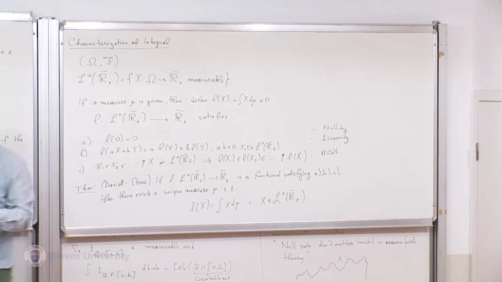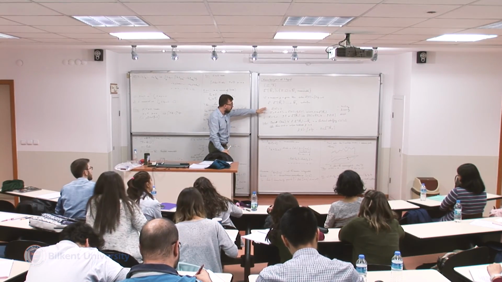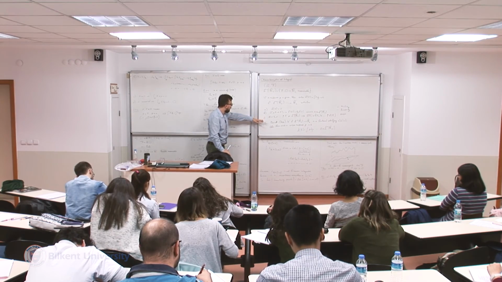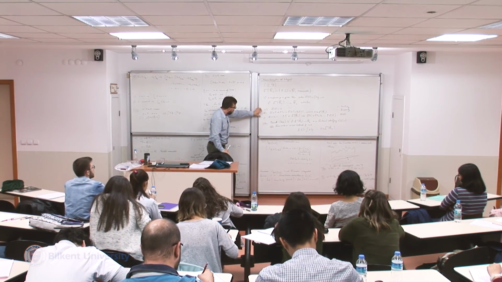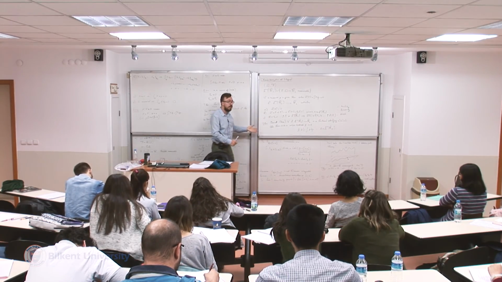So in other words, if you have a functional which is linear and satisfies the monotone convergence type property, we know it is an integral with respect to some measure. Okay? So start with some functional. You don't know if it is an integral. If it satisfies those three properties, it is an integral with respect to some measure.